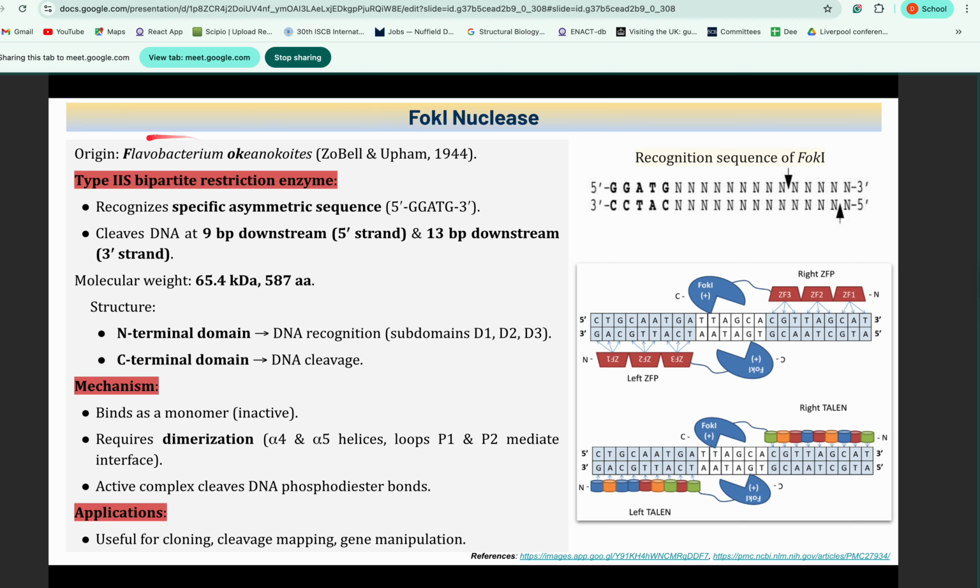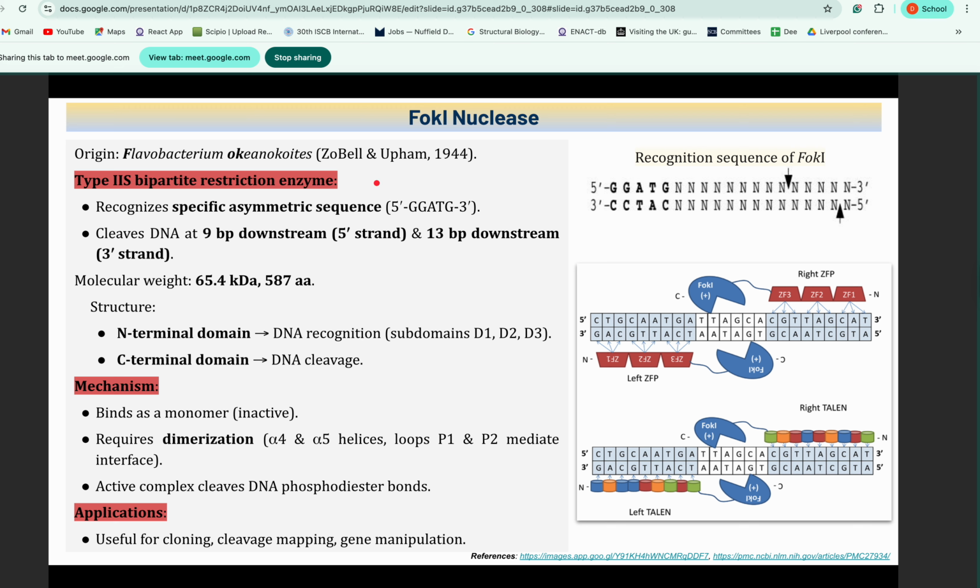F is taken from Flavobacterium and oak is taken from its species name. Then one specifies the serial number from whichever lab it has been designed, and the action is the nuclease. So they degrade the nucleic acids. That's why they come under the nucleases. Nuclease is the enzyme category which degrades the nucleotides, and this is the type 2s bipartite restriction enzymes.